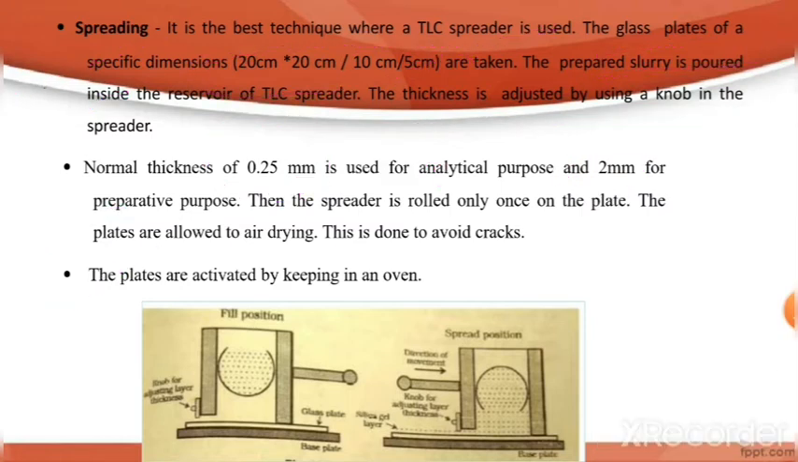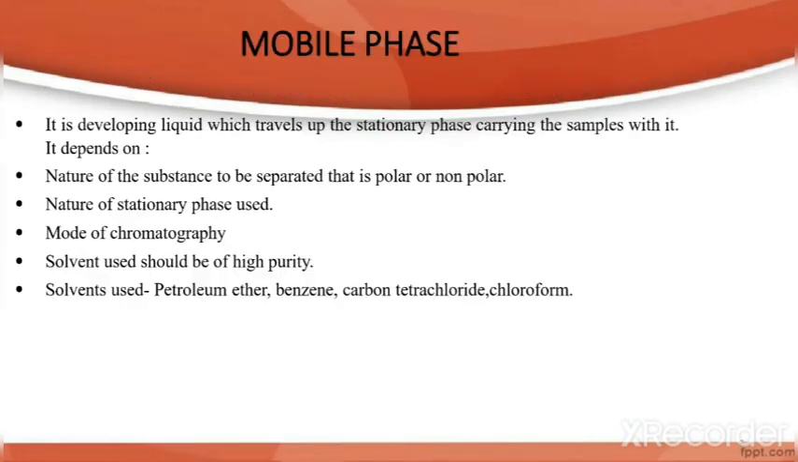Now once we prepare the thin layer on a slide, then we have to keep the slide in an oven for drying. Then we will get the dried silica gel layer on the slide. Then we can keep our sample and we can easily observe.